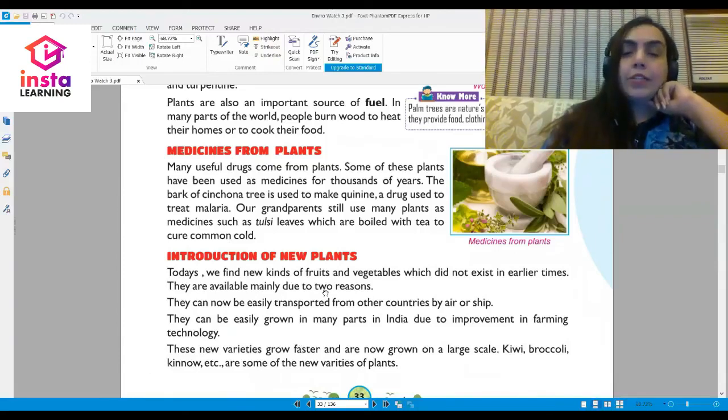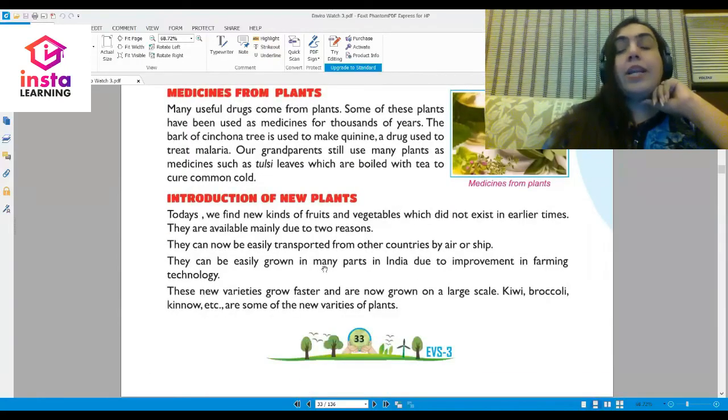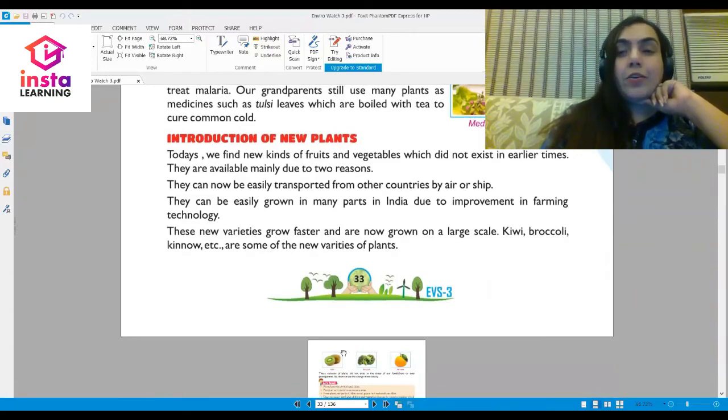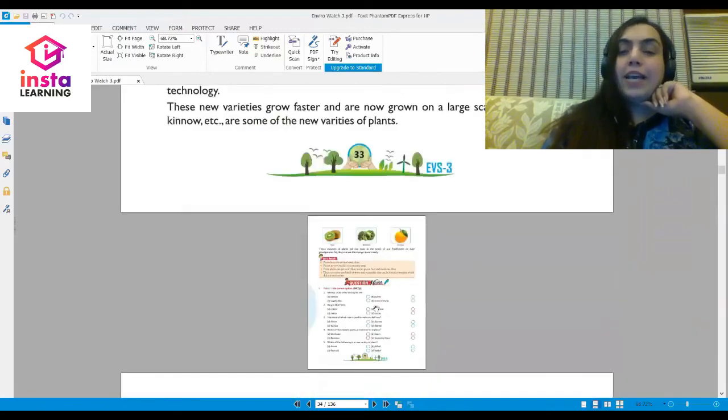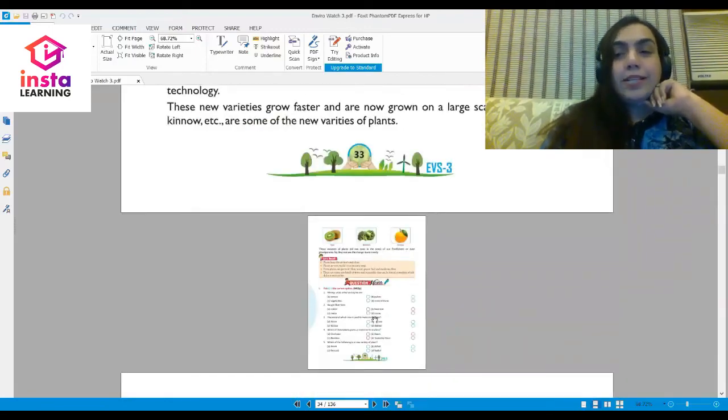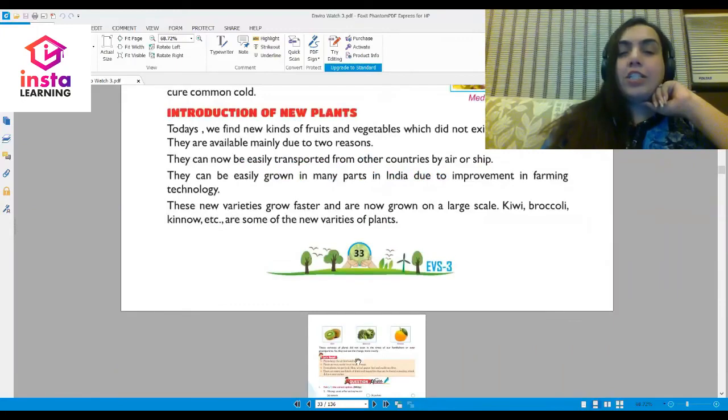These new varieties grow faster and are now grown on a large scale. Plants like kiwi, broccoli, and quinoa are some of the new varieties of plants. And if you ask your grandparents, they will tell you they did not have these plants during their times. With this, we come to the end of our chapter.